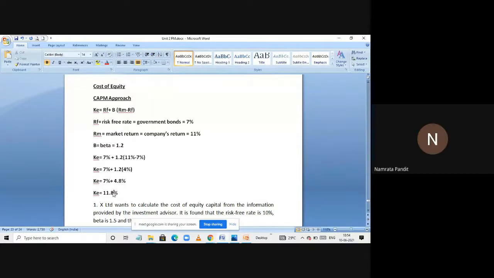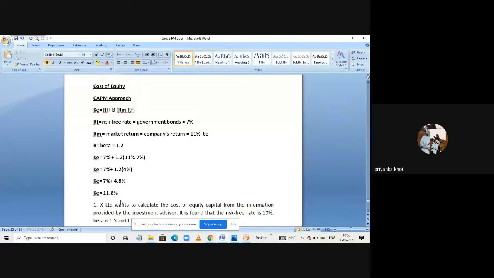11.8. See here, how much is the market asking you to give? 11%. But how much are you giving? 11.8%. Why are you giving 0.8% extra? Because your beta is more than the market beta. If the market beta is 1 and your beta is 1.2, that means if the market falls by 1 rupee, you are going to fall by 1 rupee 20 paise. So that is the reason we are giving more returns. If the market is giving 11%, I'm giving 11.8. Did you understand the logic?